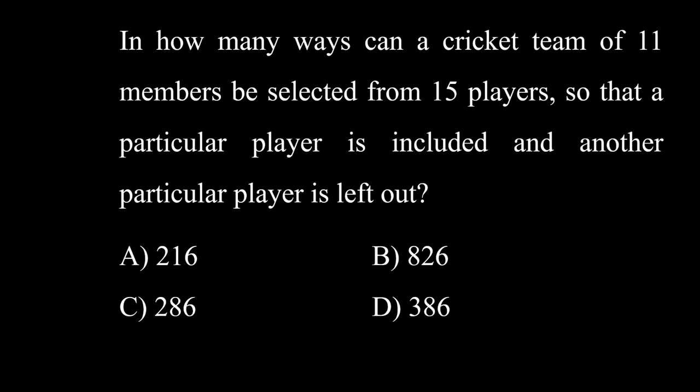But in your problem, there are two issues. One person must be there, which means you now need to select only 10 people, because one person is already included. Initially, you have to select 11, but one person is already fixed. One particular player is included, another particular player is left out. So what should be your answer now? Write in terms of NCR, then we'll simplify it. What is N and R? Give me an NCR format. Yes?